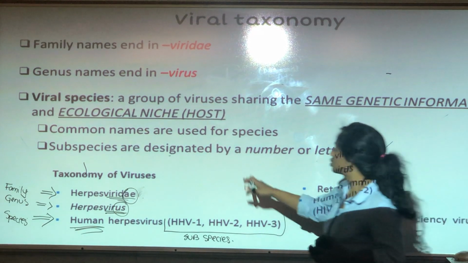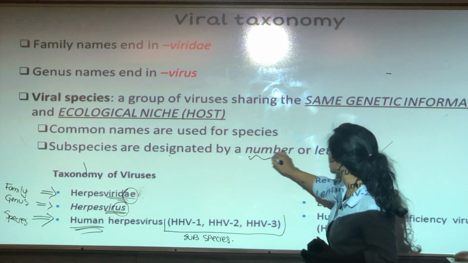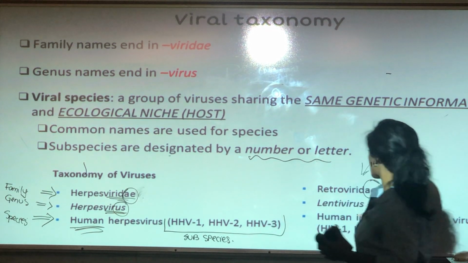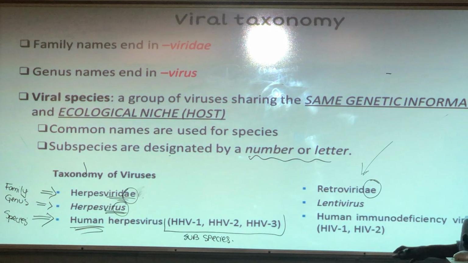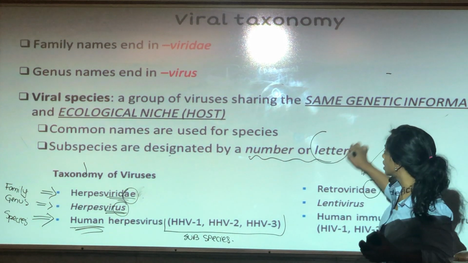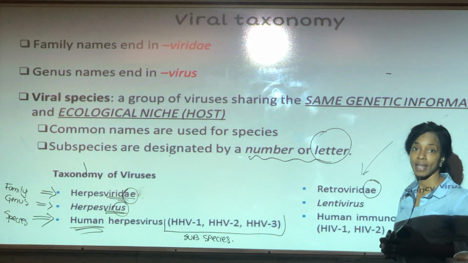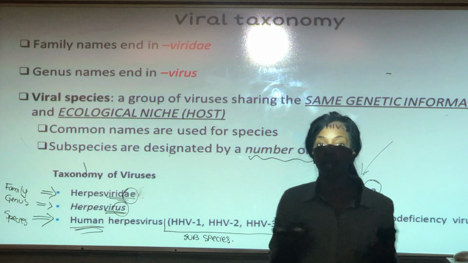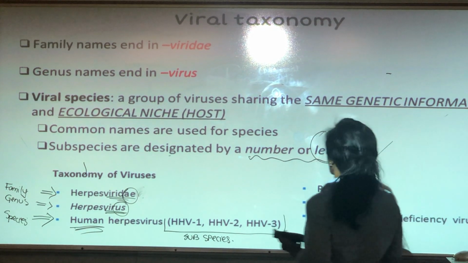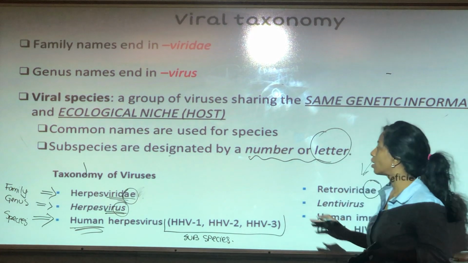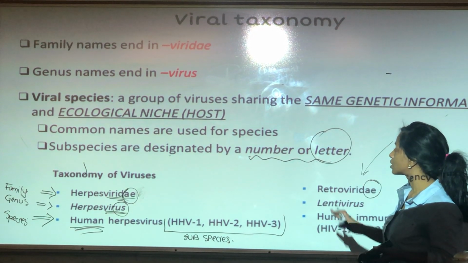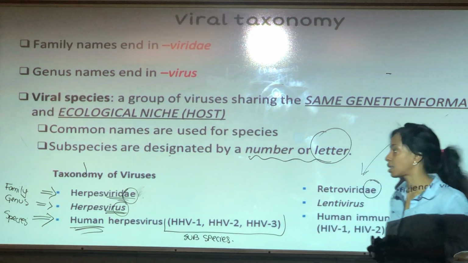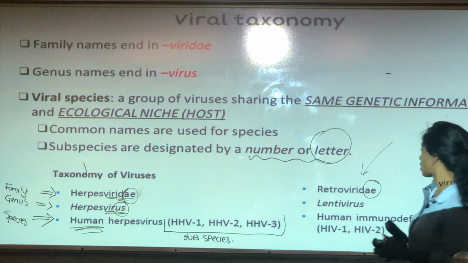All right, so subspecies are designated with a number or letter. And in the case of herpes virus and our lentivirus, these are indicated with numbers. Can you think of any viruses that have letters at the end? So what about hepatitis, right? Hepatitis A, B, C, D, those have letters at the end, right? So some of the viruses, as the subspecies, will have a number or letter. Here we have numbers, but sometimes it can be a letter. Right? So this is just to give you some examples.